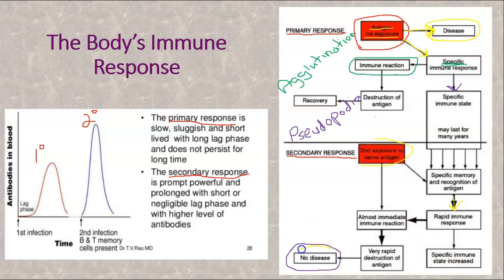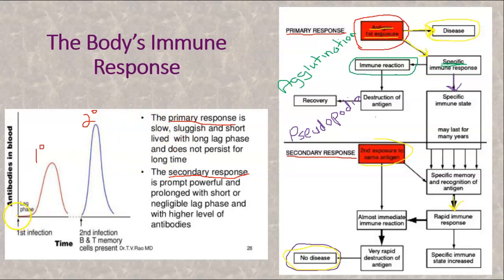And as I stated in the previous slide, that is why very rarely you have persons being infected with things like chickenpox and measles more than once, because of this natural immunity mechanism. Now if you look to the left, you would notice that here the primary response is slow.